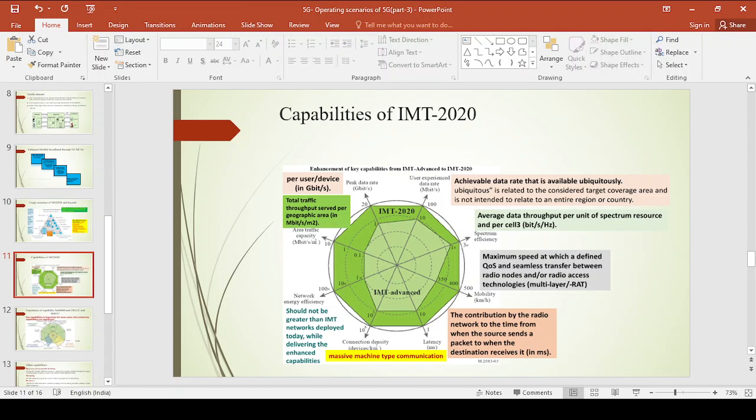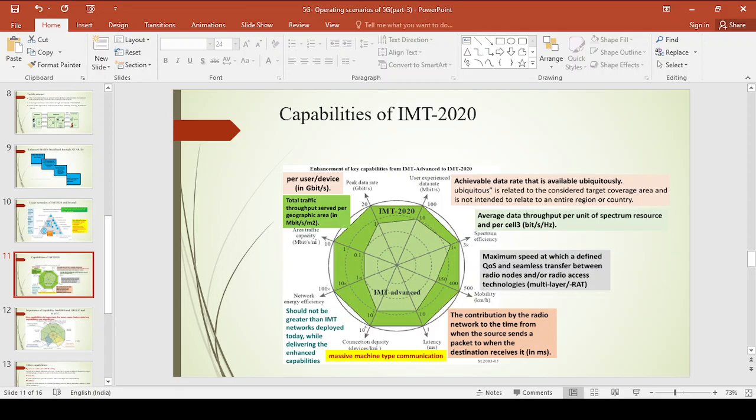Now this spectrum efficiency should be 3 times more than the spectrum efficiency of IMT advanced. If you see, this light green is ended with 1 time and this outer diameter is ended with 3 times. That means the spectrum efficiency of 5G is 3 times more than the spectrum efficiency of 4G. This is one capability of IMT 2020.